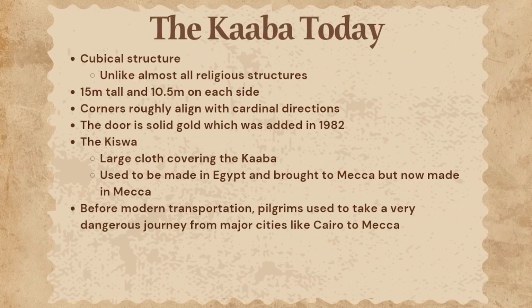Until the advent of modern transportation, all pilgrims undertook the often dangerous Hajj or pilgrimage to Mecca in a large caravan across the desert, leaving from Damascus, Cairo, or other major cities in Arabia, Yemen, or Iraq.